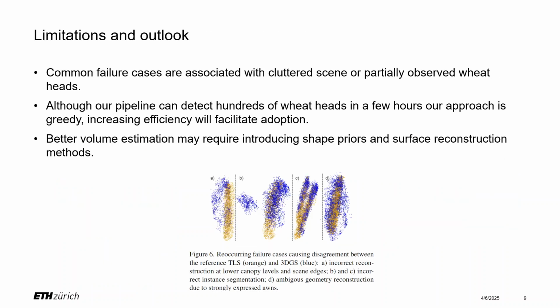Our method does not come without limitations. Efficiency can be improved, and there are several common failure cases, including incorrect reconstruction at lower canopy levels, errors in instance segmentation, and ambiguous geometry reconstruction with the strongly expressed awns. Future work will focus on improving efficiency for broader adoption and introducing shape priors to improve volume estimation, which shows higher uncertainty than length and width measurements.